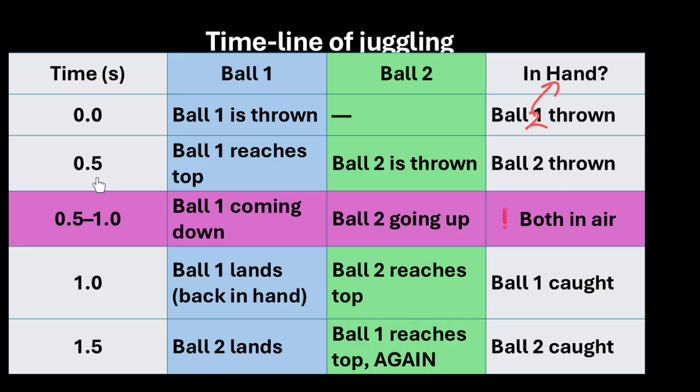At 0.5 seconds, say for example, ball 1 reaches the top. Now ball 2 is thrown. So which ball is in hand? No ball is in hand. Why? Because ball 1 is at the top and ball 2 is thrown up. Okay, there is a mistake here.